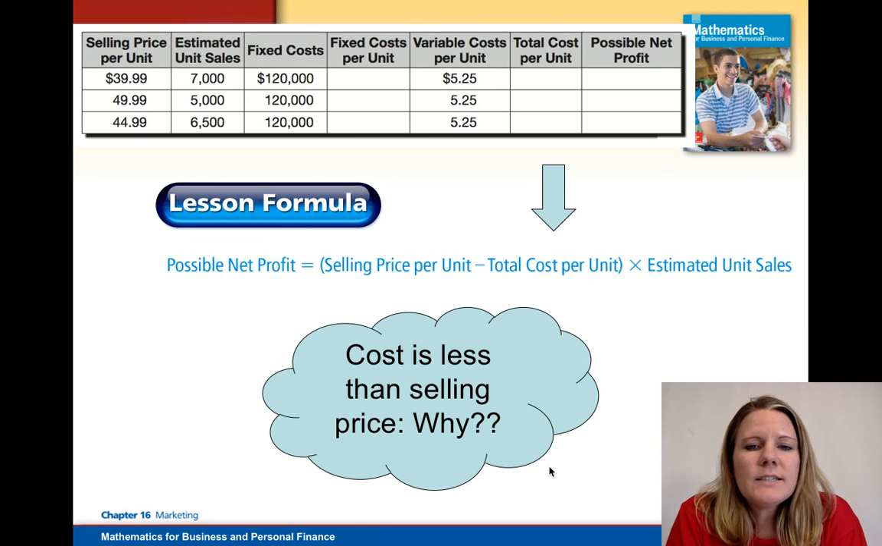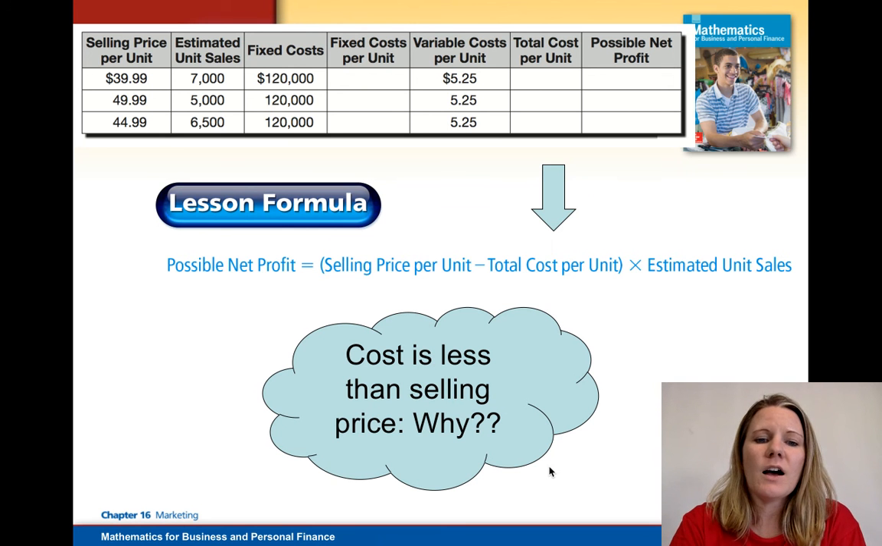The cost, it's good to point out, is less than the selling price in these charts. And the reason why is because you want to make a profit. So you've got to have your costs less than your selling price. You up your selling price so you can actually make a profit if you're selling something.